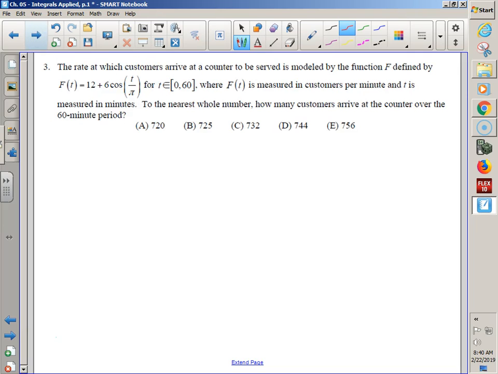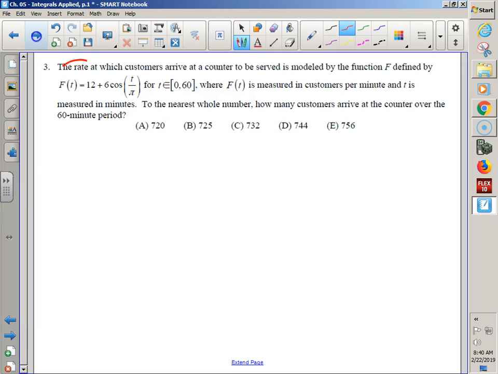Number 2. Sorry, just kidding. Number 3. Don't want to do them all for you. The rate. Hey, they gave us a rate again, and an equation. Yay, calculator. Open it up, radian mode. At which customers arrive at a counter to be served. Guess what? FRQ 2 years ago. Customers arrive at a banana display. It was a thing. Is modeled by the function f of t.